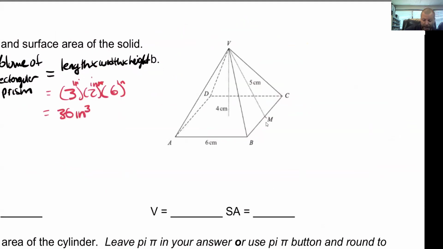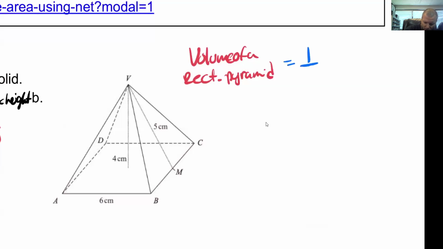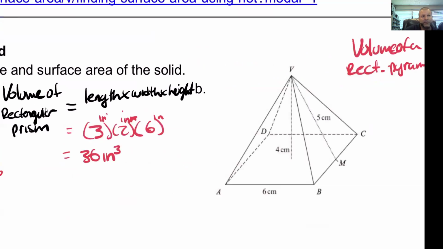So over here we have a pyramid, a rectangular pyramid. So the volume of a rectangular pyramid is 1/3 the length times the width times the height. I always remember this because it's 1/3 of the volume of the rectangular prism.